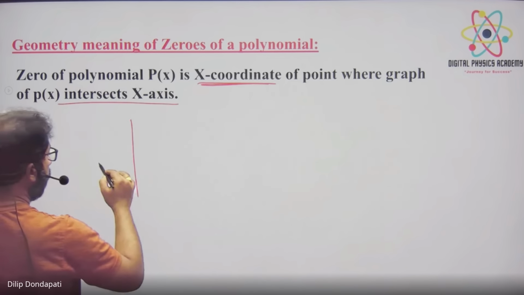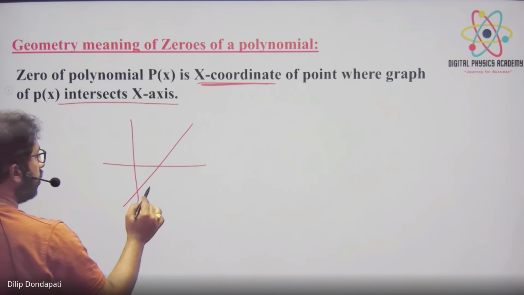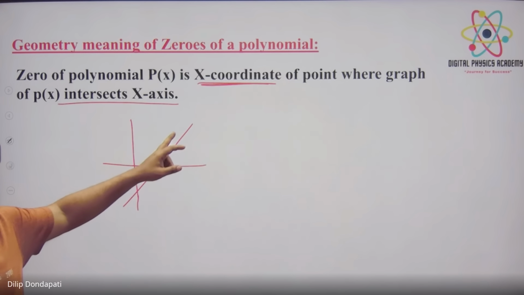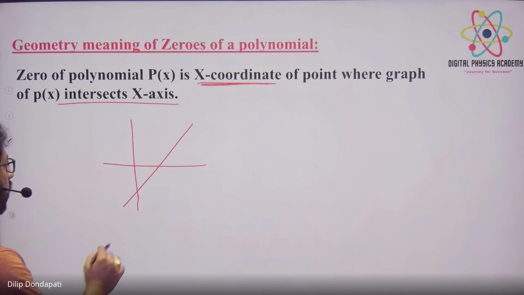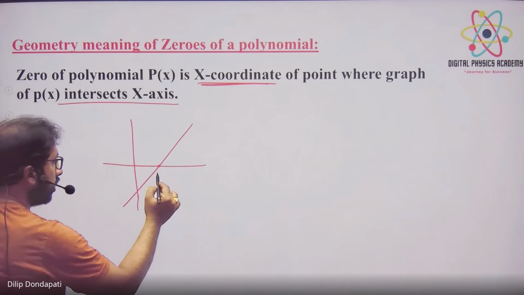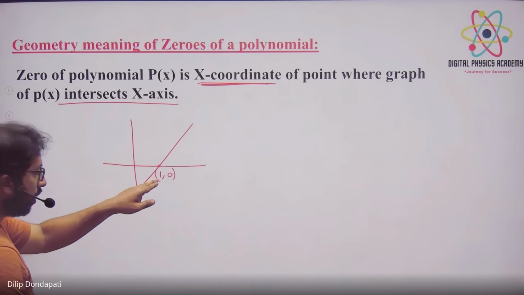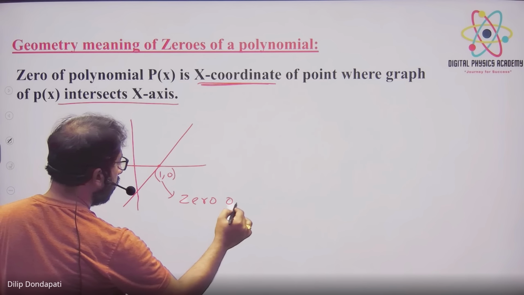So suppose the graph is like this. Tell me, how many zeros of the polynomial are there? The line is touching the x-axis at how many points? 1. 1 point. So the number of zeros of the polynomial is 1. And its corresponding x coordinate, suppose it is 1, 0. So the corresponding x coordinate is nothing but the zero of the polynomial.